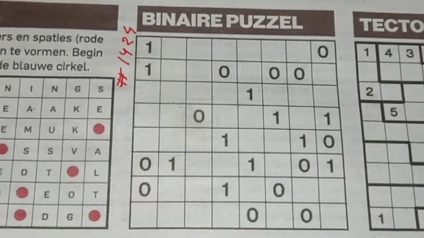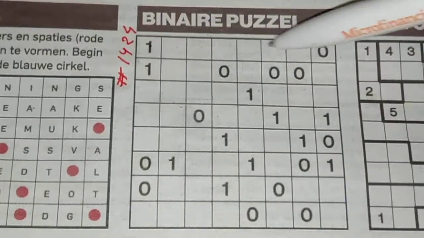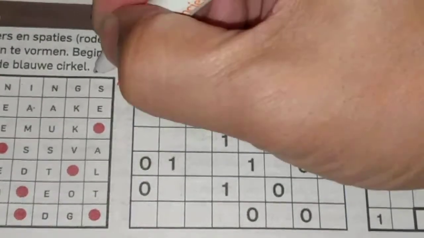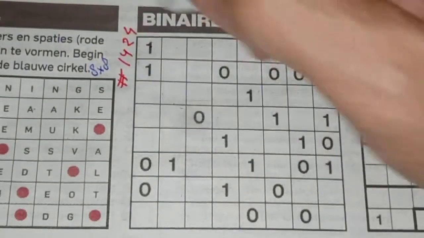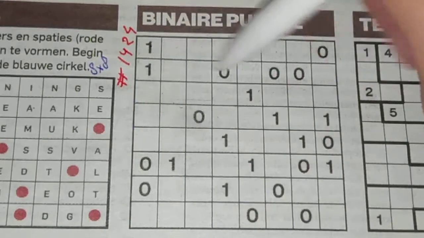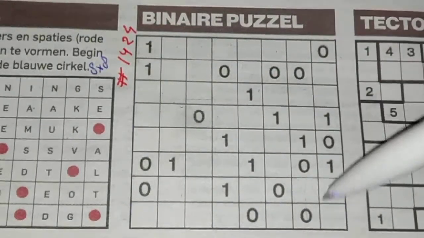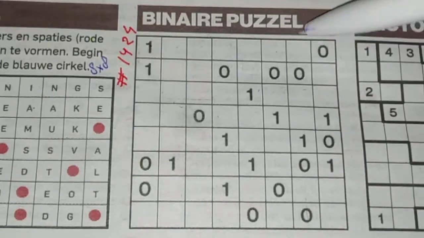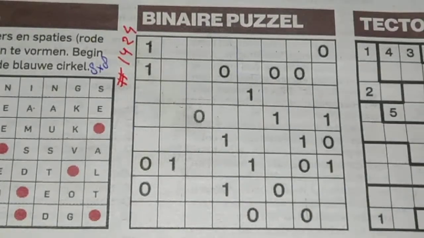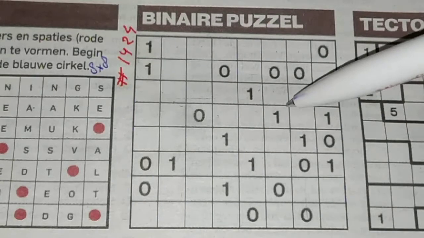Let me count. It's 1, 2, 3, 4, 5, 6, 7, 8. It's an 8 by 8 binary puzzle. That means in a row or in a column there are always 4 O's and 4 1's. Alright, so let's get started.